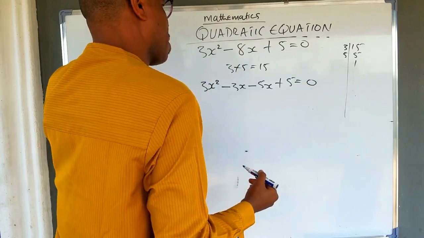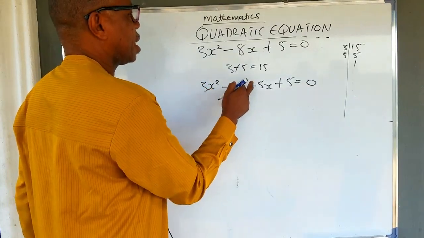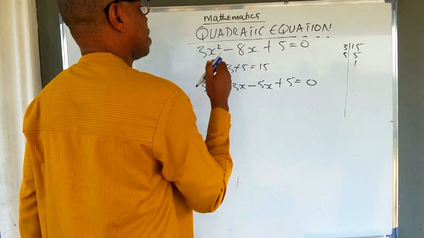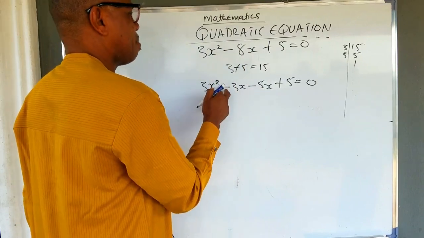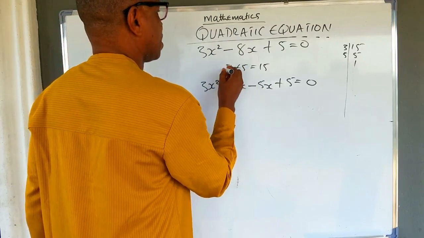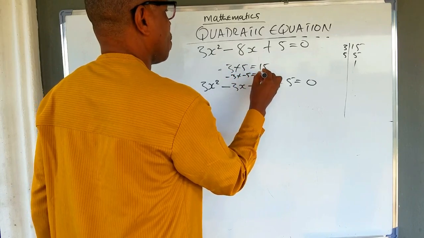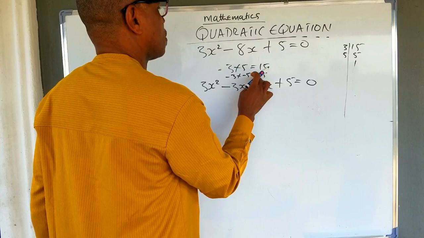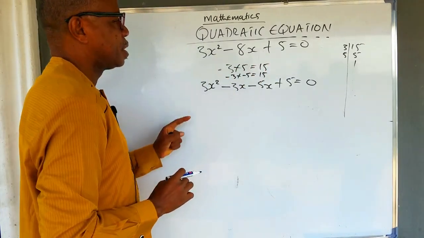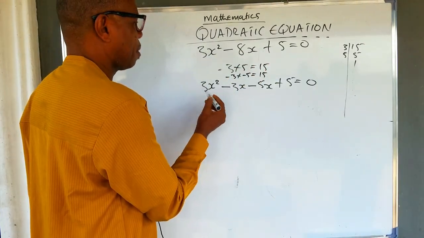But why do you say minus? Because minus 3x minus 5x will give us minus 8x. And minus 3 times minus 5 will definitely give us plus 15, which is what we are using. So with this, I can now follow the normal procedure.